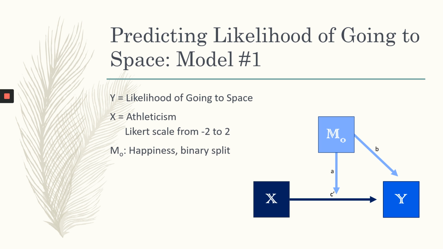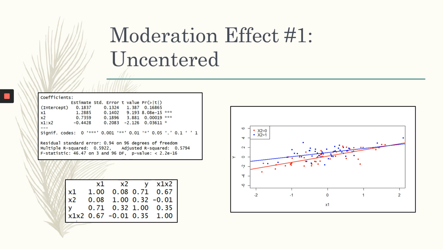Our first study focused on predicting one's likelihood of going into space, a continuous variable, with athleticism, also continuous and rated on a Likert scale from -2 to 2, as the independent variable, and happiness, rated on a Likert scale from 1 to 4, where 1 and 2 are unhappy and 3 and 4 are happy, as the moderator.